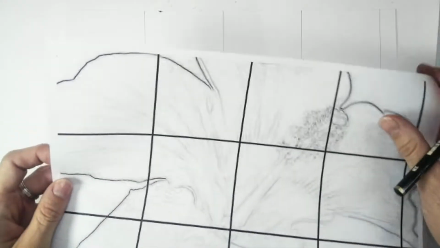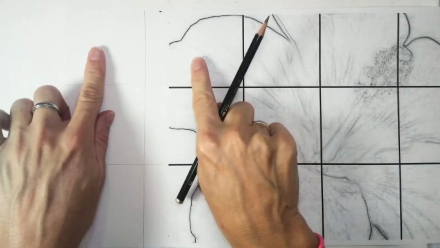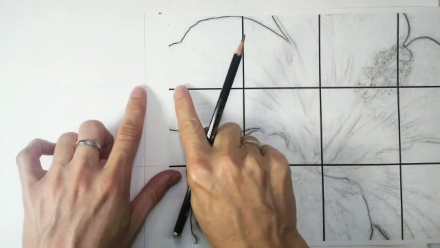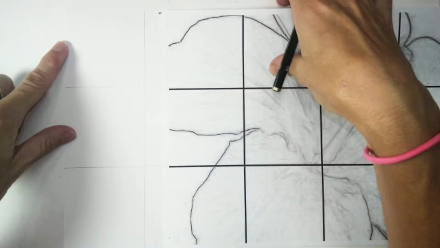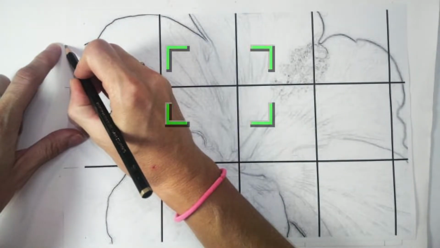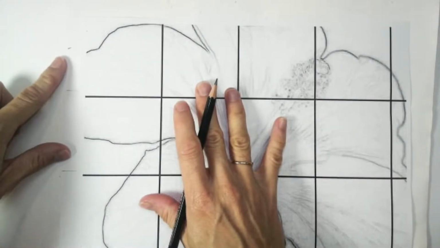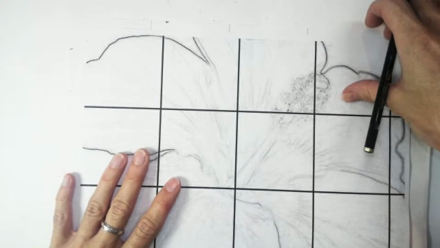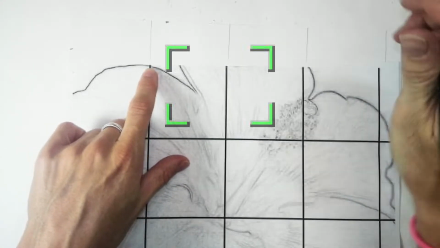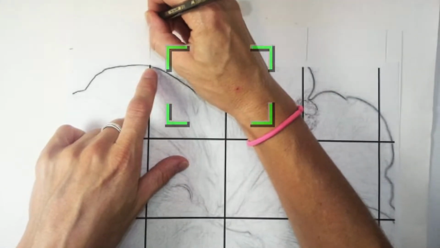Okay, so what I'm going to do is take one square at a time, and you're going to just draw one square at a time. So you'll find where does that enter my square. Okay, so it looks like it enters right here. And then where does it exit my square? Okay, it looks like it exits right at the top of my square. So I'm going to draw a little line there.